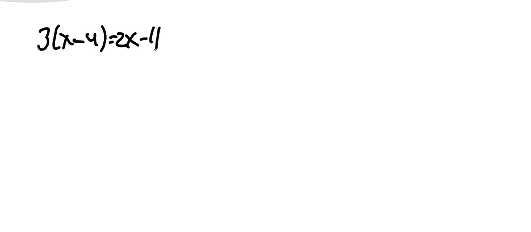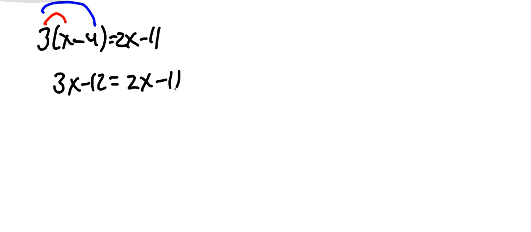So the thing to do is when we have 3 and then we have some value in parentheses, what we want to do is we want to distribute. So 3 times x and then 3 times negative 4. Make sure to keep the sign. So 3 times x is just 3x. 3 times negative 4 is just negative 12. Because a negative times a positive is a negative. And then let's just keep everything on the other side. 2x and then minus 11.